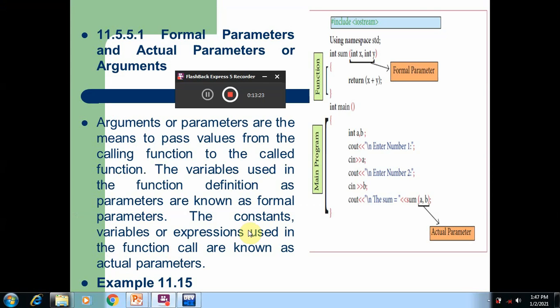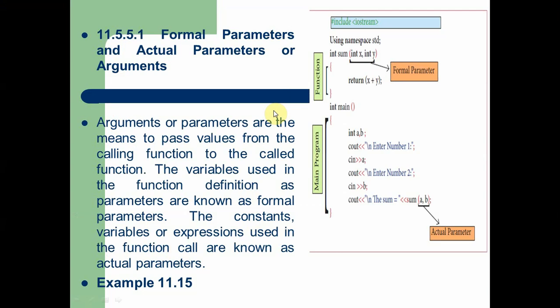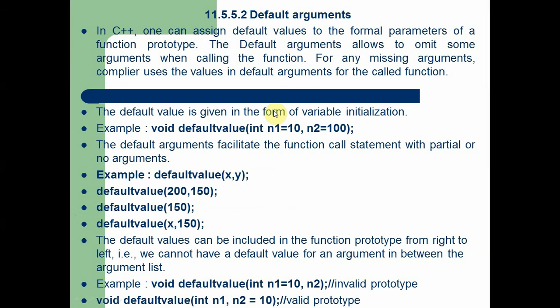Now we are going to see the next topic, where we can use default arguments. Default arguments allow us to omit some arguments when calling the function. For example, when you declare a function and set a default value for the inputs, it will become the default value for those inputs. If the user doesn't give any input to that function, then it will use the default value and do the necessary execution.